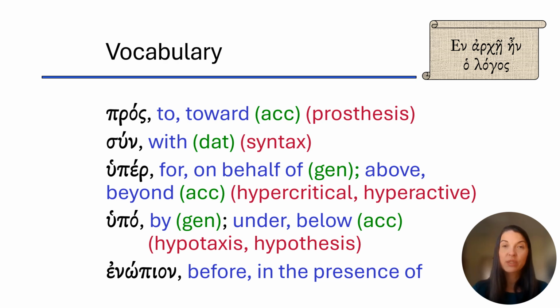Now we have pros, which is to, toward in the accusative. Sun is with in the dative, generally. Huper is for, on behalf of in the genitive, but above or beyond in the accusative. Hupo is by in the genitive, or under, below in the accusative. And then enopion, before, in the presence of. For some reason, I always thought of enopion as opening a letter: you want to open a letter before you go in the presence of someone.